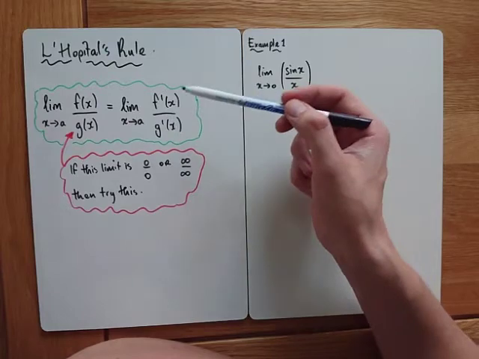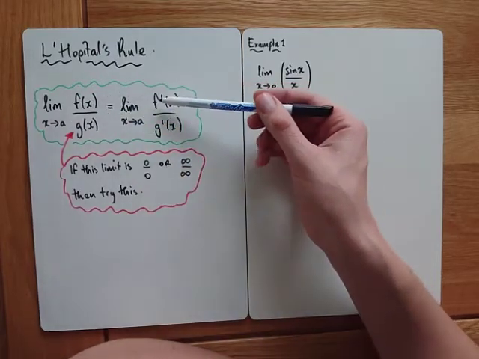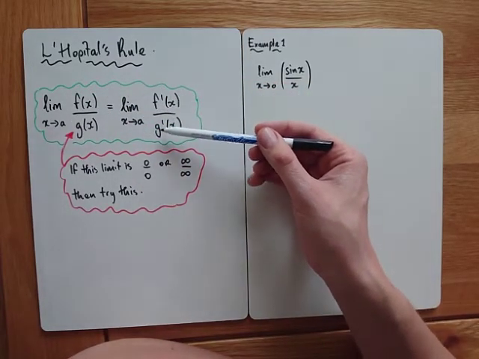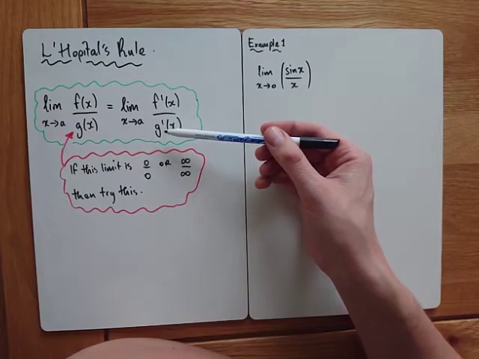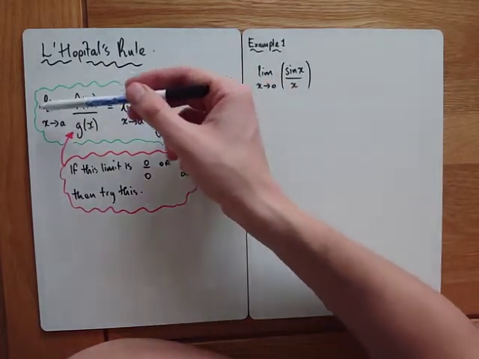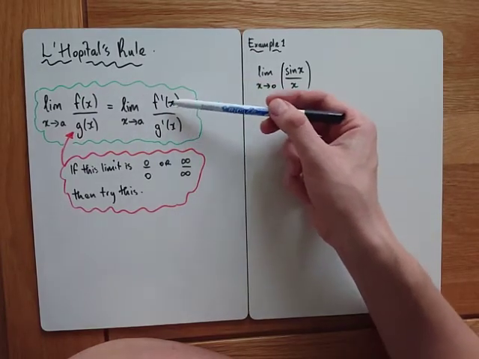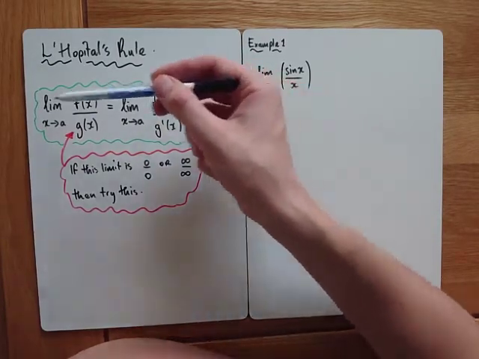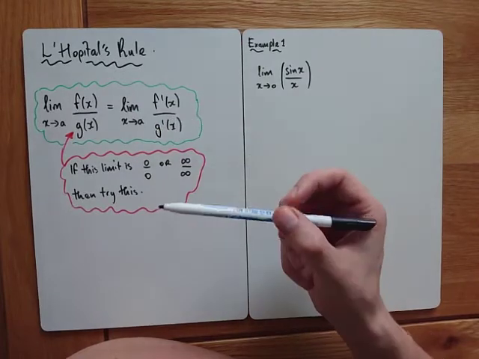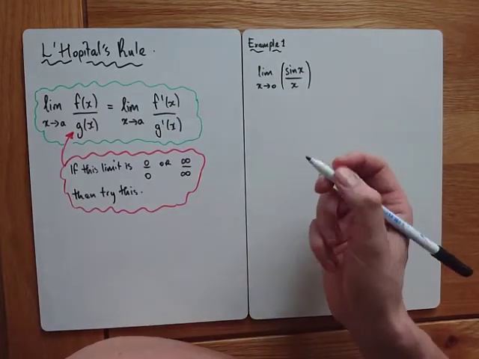We're not doing a quotient rule or anything, we're not differentiating the whole thing, we're just looking at whatever's on top and differentiating it, and looking at whatever's on the bottom and differentiating it. So this original limit that we couldn't figure out, we might be able to think about the derivative instead, and that limit will be the same as that limit. So it's a nice quick way of evaluating limits.